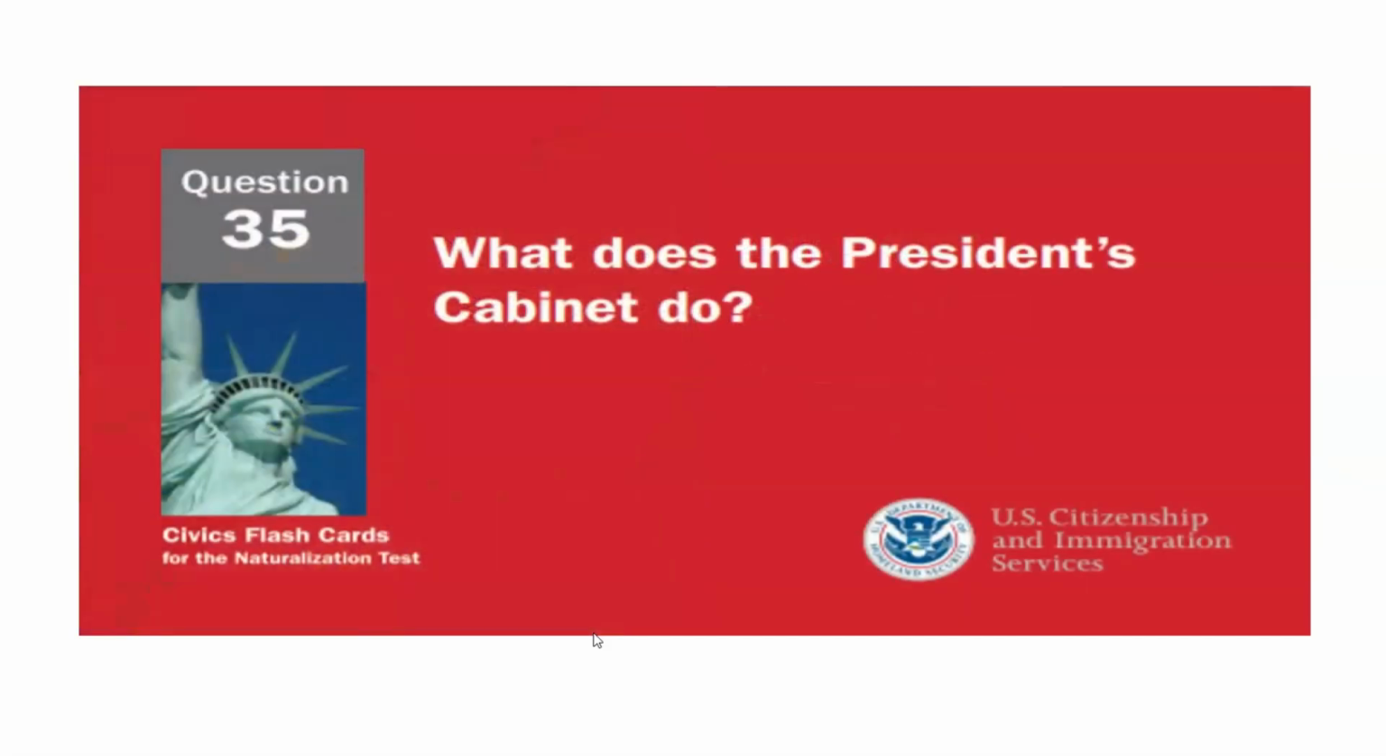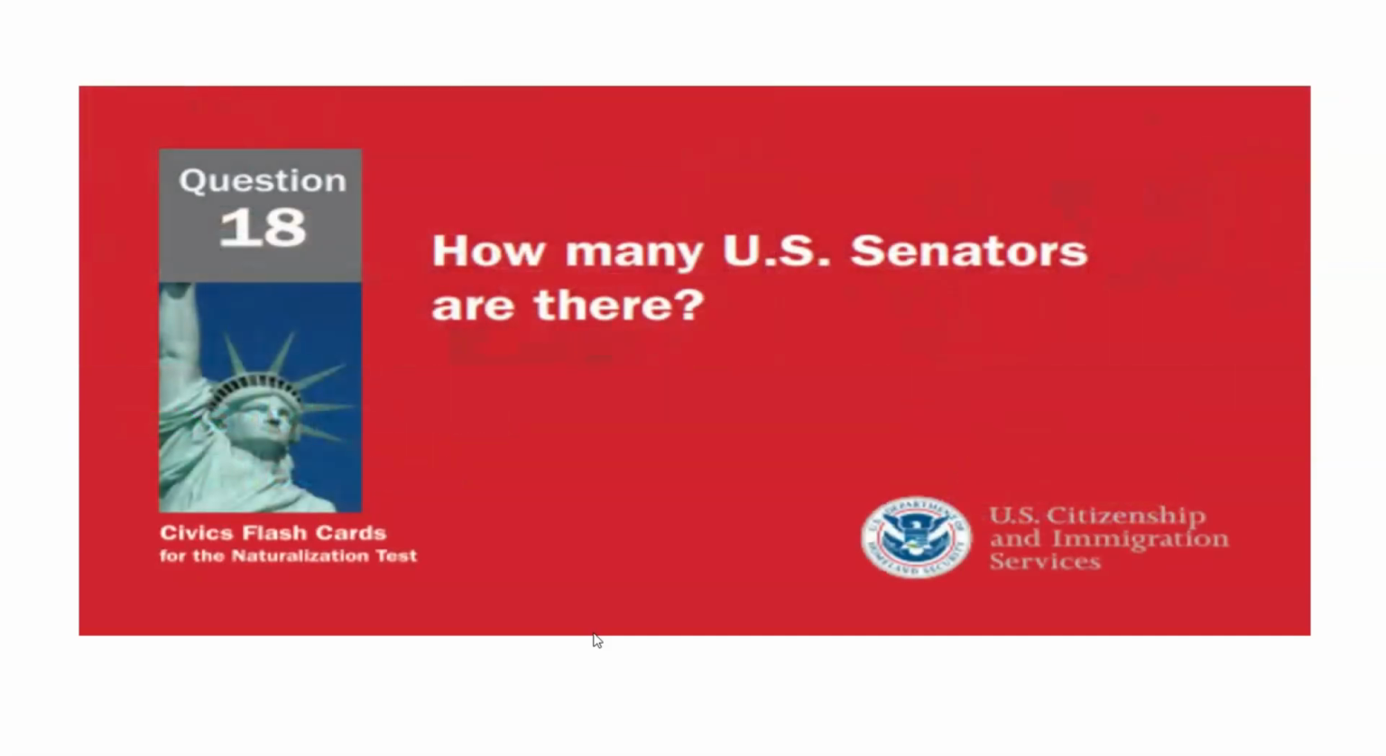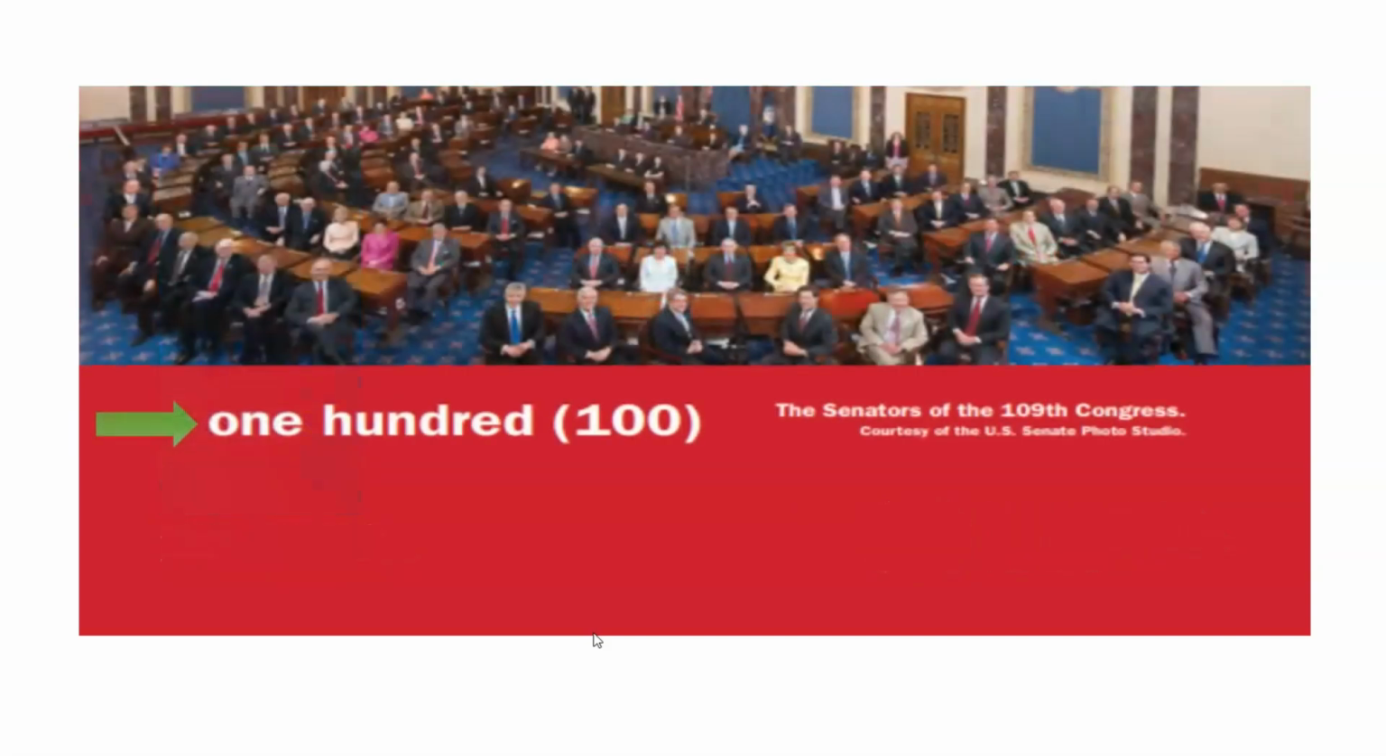What does the president's cabinet do? Advises the president. How many U.S. senators are there? 100 senators.